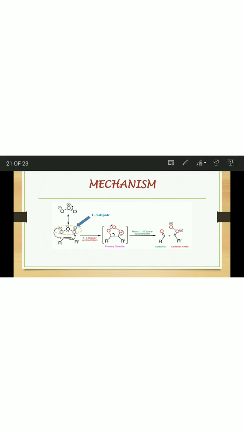Now let's look at the mechanism of this ozonolysis. First, the ozone adds to the alkene by 1,3-dipolar cycloaddition to form the primary ozonide, which is unstable, and it again undergoes a retro 1,3-dipolar cycloaddition to form a carbonyl and a carbonyl oxide product. Then the carbonyl oxide, which has a 1,3-dipole, undergoes once again a 1,3-dipolar cycloaddition reaction with the carbonyl to form the stable ozonide.